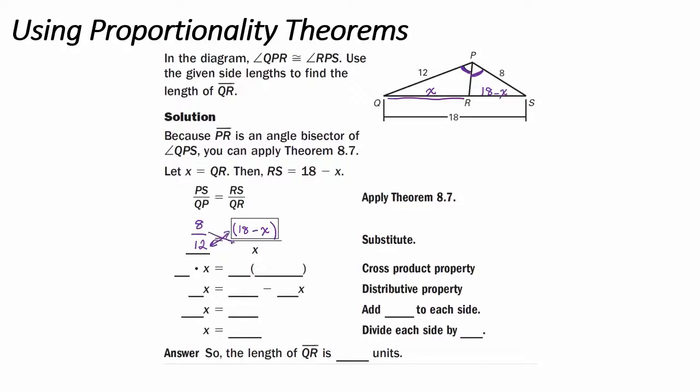So when I cross multiply, I now have 8 times x is equal to 12 times the quantity 18 minus x. Distribute to get 8x is equal to 12 times 18, which is 216, minus 12x. Add 12x to both sides to isolate the 216. 12x plus 8x is 20x, which is equal to 216. Divide both sides by 20, and we get 216 divided by 20, which is 10.8. So the length of line segment QR is 10.8 units.